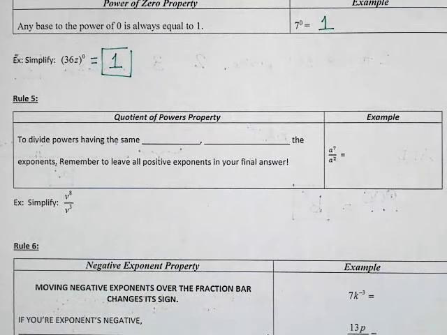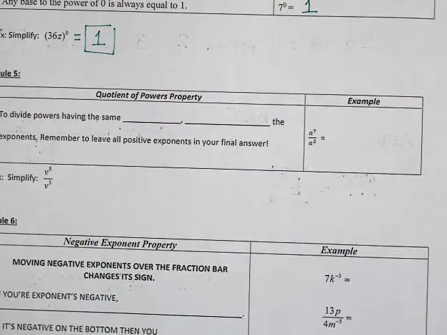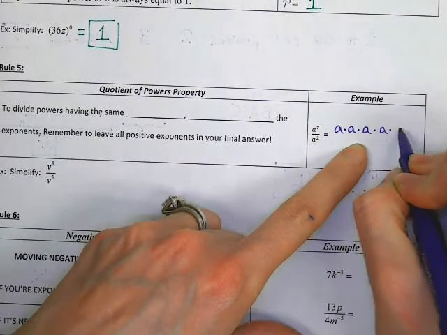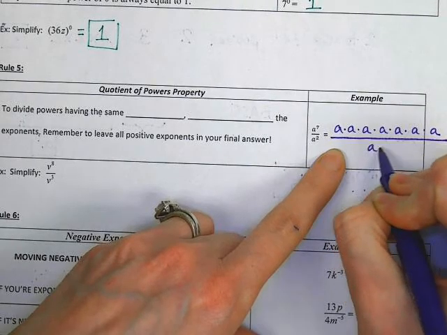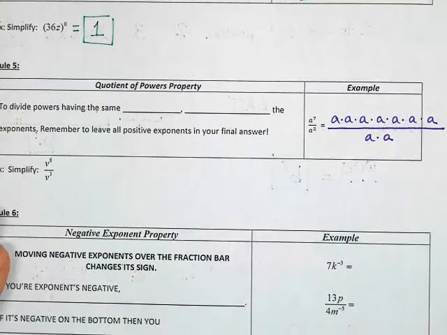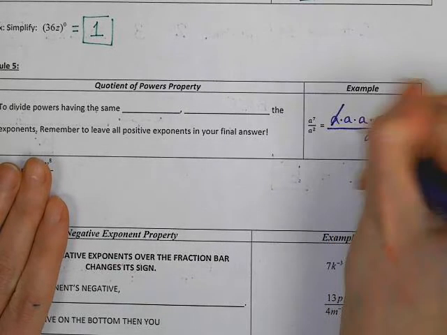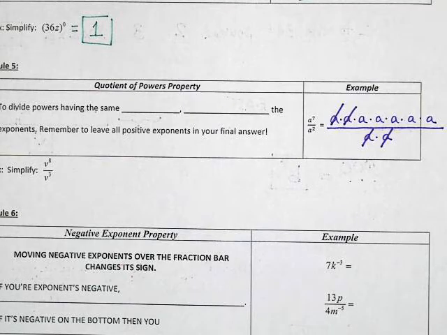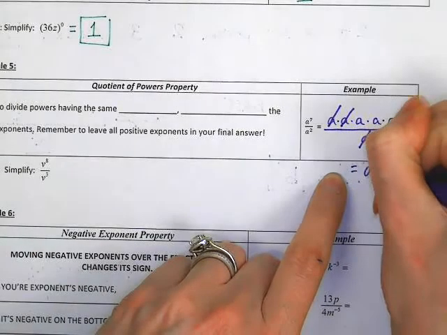All right, rule 5 says, if you are dividing powers, what do you do? Okay, and I have a visual here. So a to the 7th would be 7 a's, and then we're dividing it by a to the second, which would be 2 a's. So it looks like we can cancel one pair of a's here and one pair of a's here. And how many a's are left? 1, 2, 3, 4, 5. So this answer is actually a to the 5th.